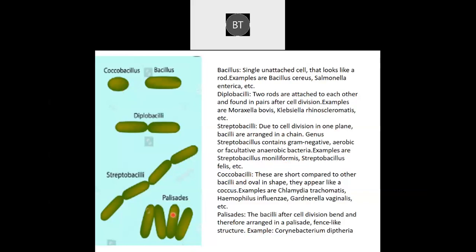And the other type of bacillus is palisades. The bacilli after cell division bend and therefore are arranged as palisades, which means a fence-like structure. For example, Corynebacterium diphtheriae.